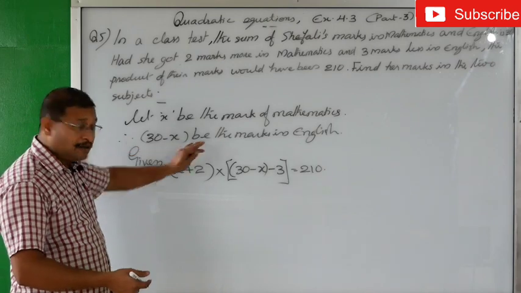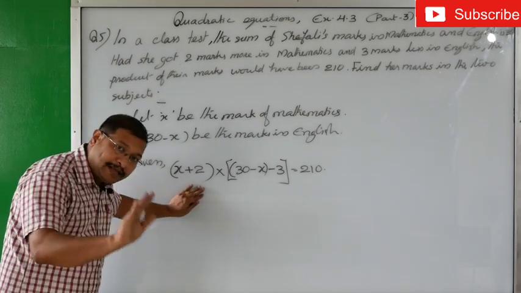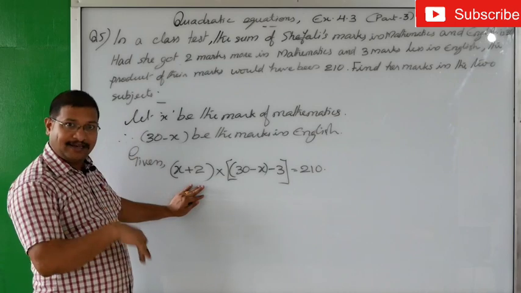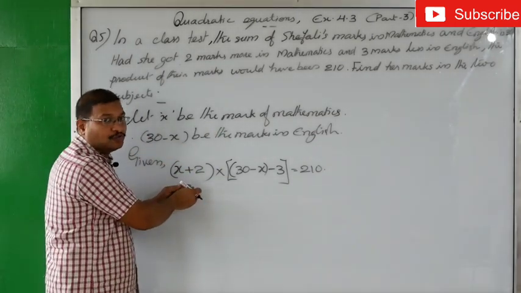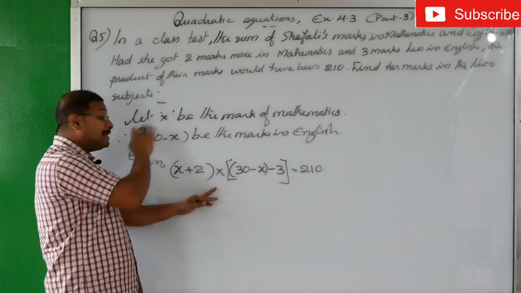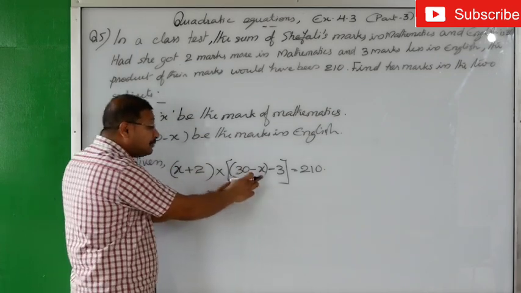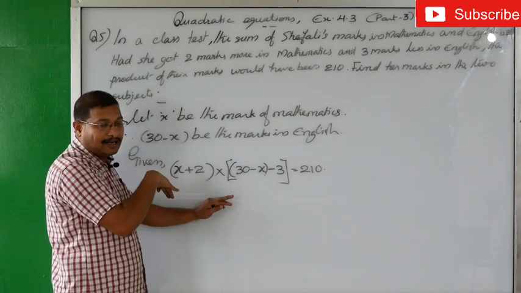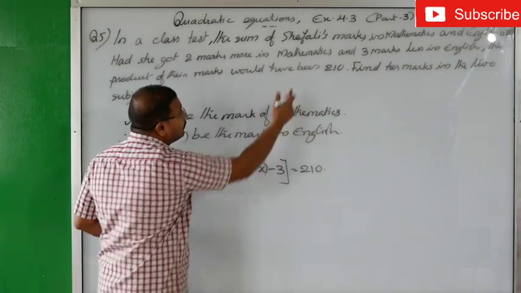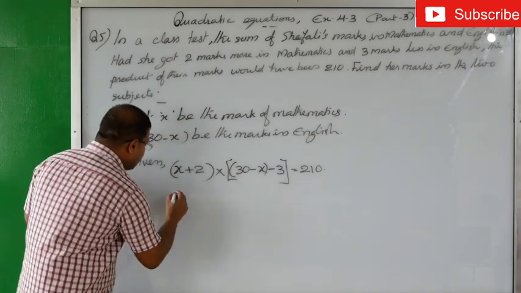After that, what is given? 2 marks more in mathematics and 3 marks less in English. So, maths is x, and 2 marks more means x plus 2. And 3 marks less in English means English, which you already have as 30 minus x, minus 3. Their product is already given as 210. Now let's start the work.